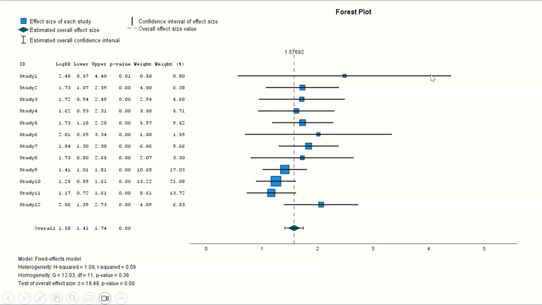The horizontal line is the 95% confidence interval, and the diamond shape here is the overall pooled risk ratio with a 95% confidence interval represented by the horizontal line. The vertical red dashed line represents the calculated pooled risk ratio, which is 1.58. The third section here is the overall calculated risk ratio with a p-value and a 95% confidence interval, and a heterogeneity test to assess the level of heterogeneity between the results from those 12 separate studies, with an I-squared value of 9%, which is very low, and a p-value greater than 0.05. So there is a low level of heterogeneity between the data extracted from these 12 studies.